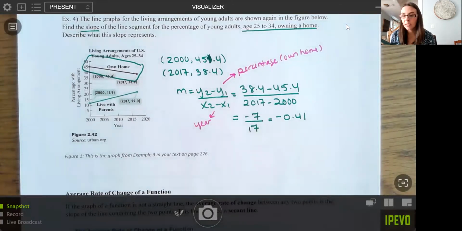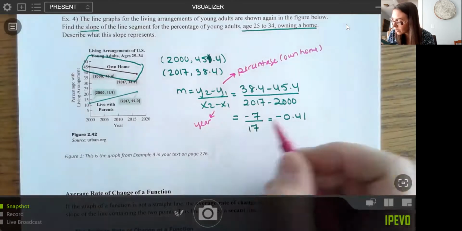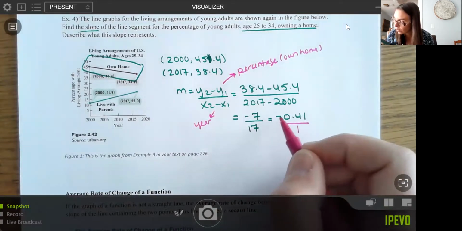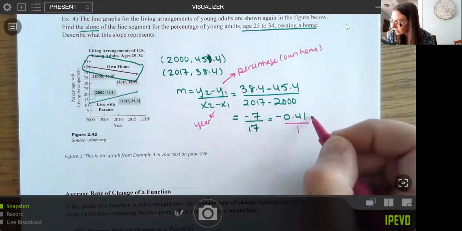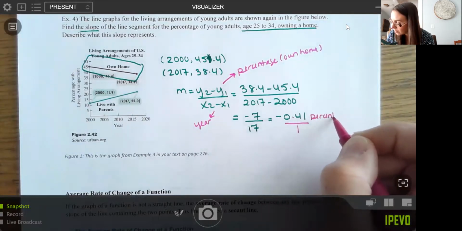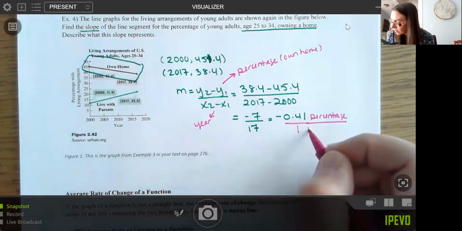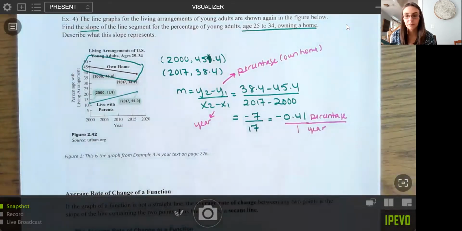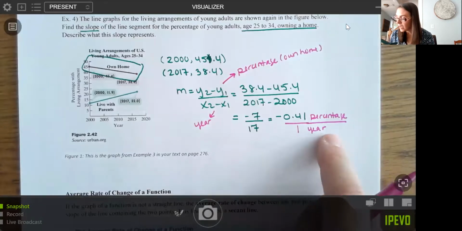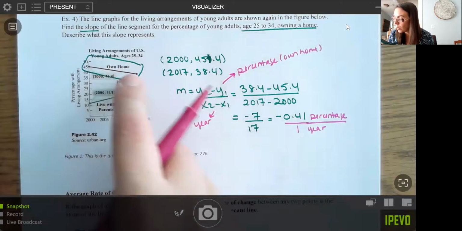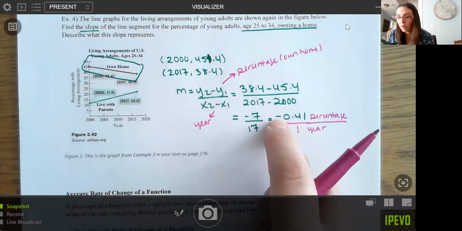So we can bring in units here. Now, if you don't have a denominator, you do have a one. So what this is saying is that it's a -0.41% for each 1 year. So our interpretation here, what does the slope represent? This means that for each year that goes by, the change in the percentage of people who own their home goes down by 0.41.